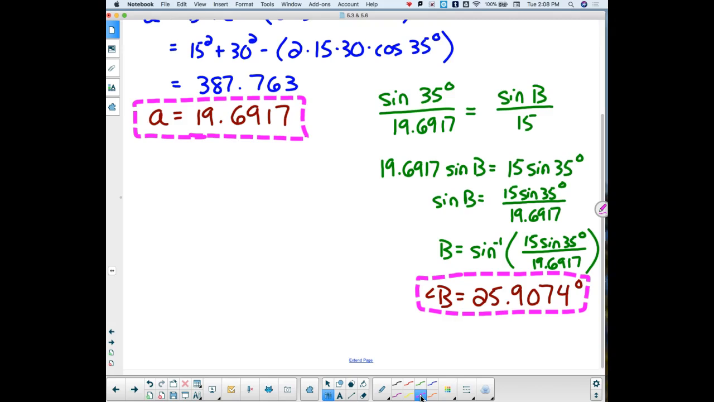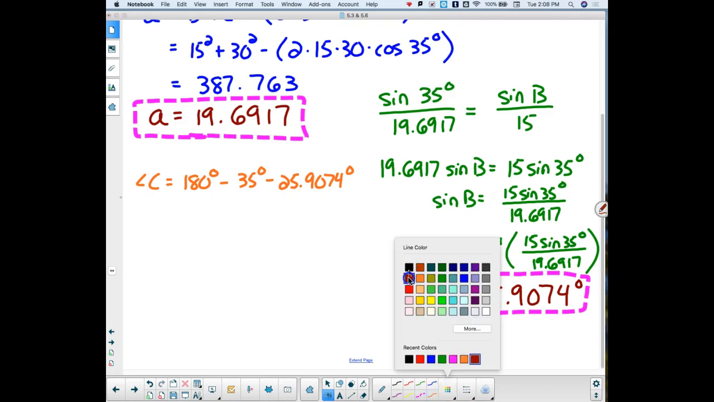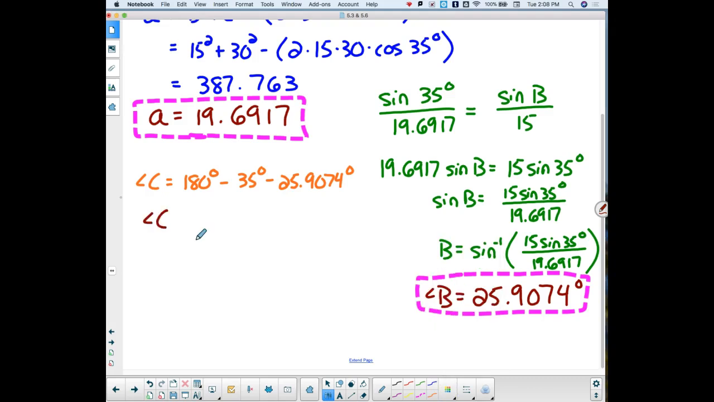One thing left to find, and that is angle C. Angle C is going to be 180 degrees minus 35 degrees minus 25.9074 degrees. I get angle C is 119.093.